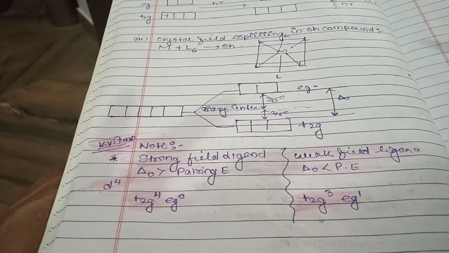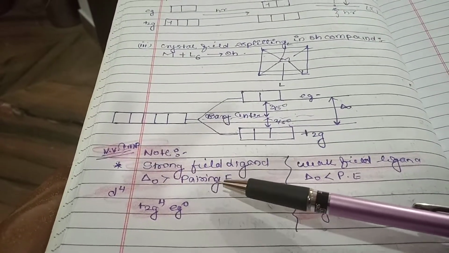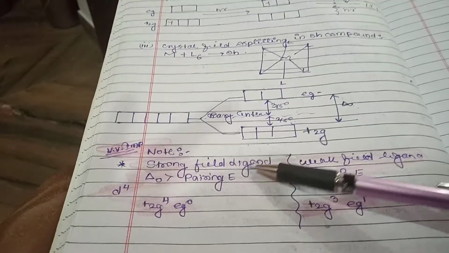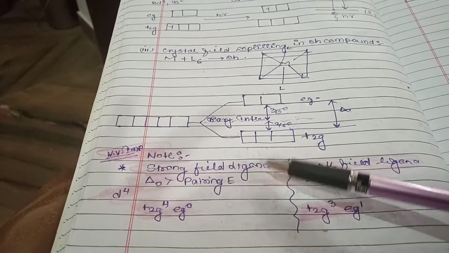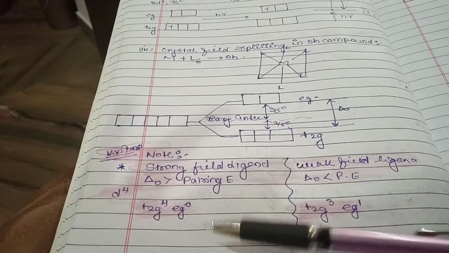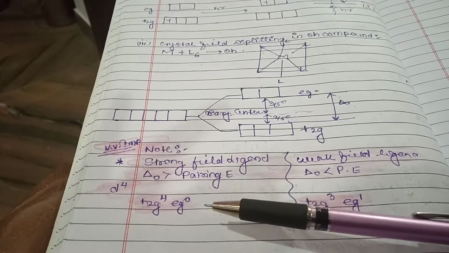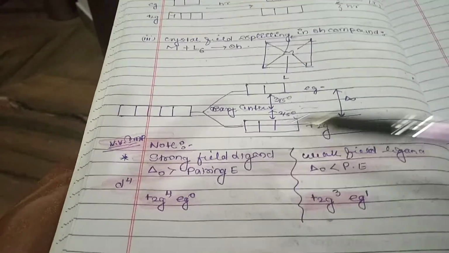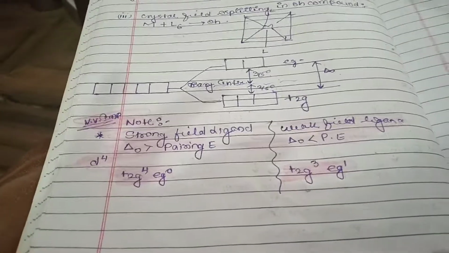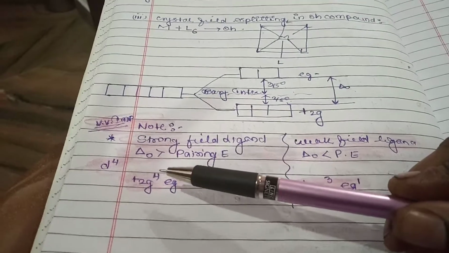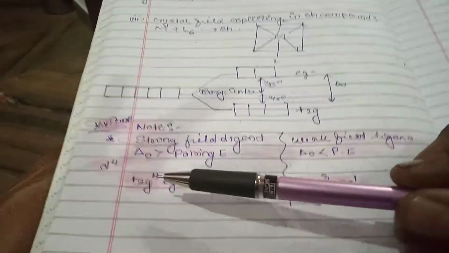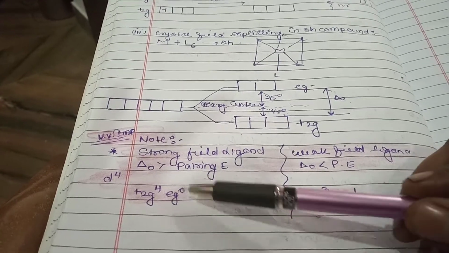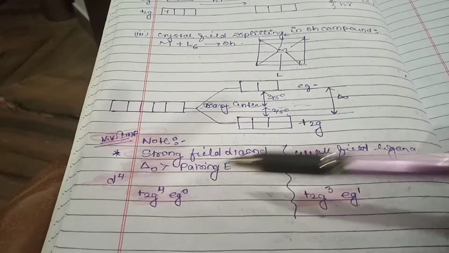It is remarkable that when delta O value is greater as compared to the pairing energy, a strong field ligand will be there, and in that condition, firstly the lower orbitals will be filled completely, with pairing, and only then the higher orbitals will be filled. That is, if I have d4 configuration, the configuration comes out to t2g4 and eg will be 0.